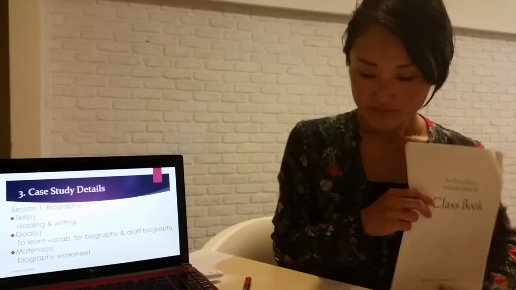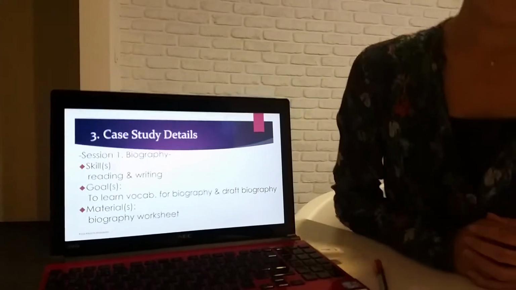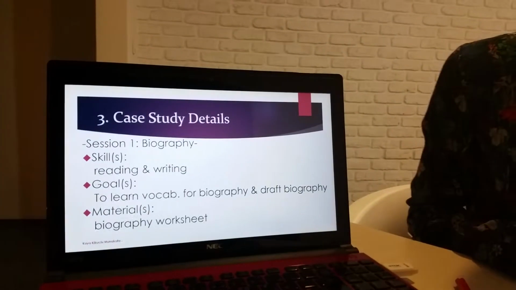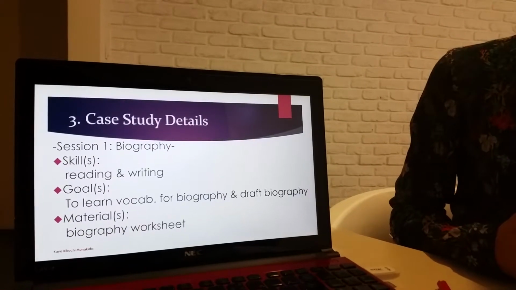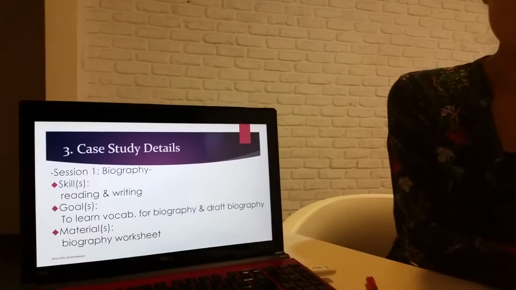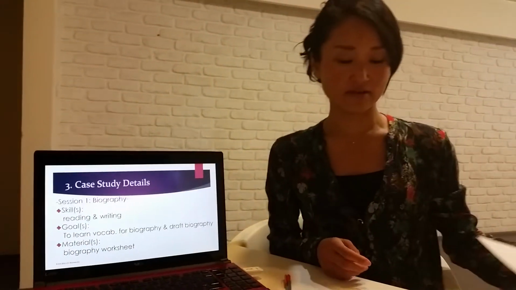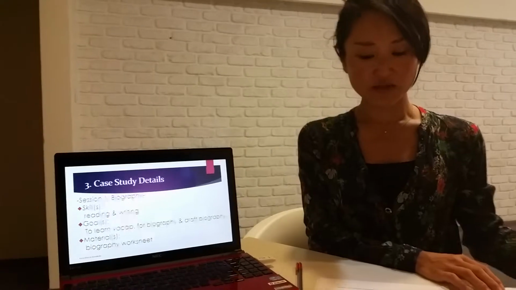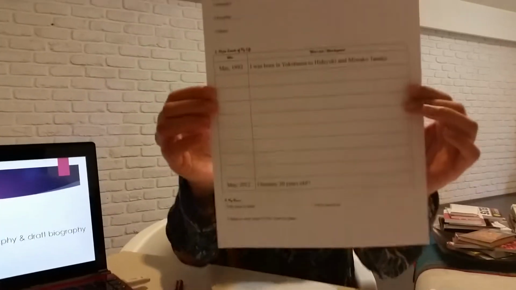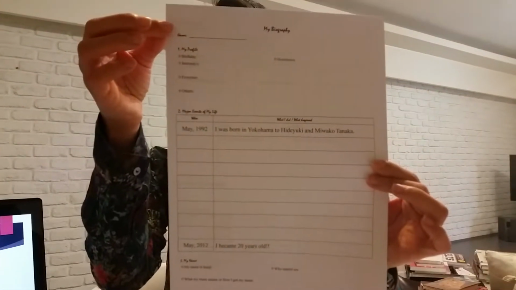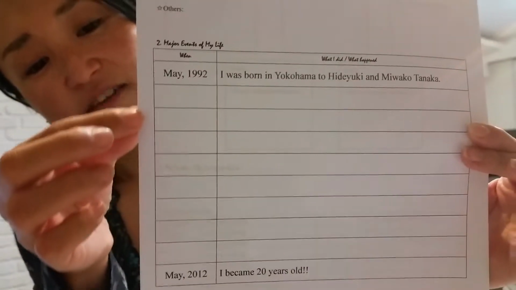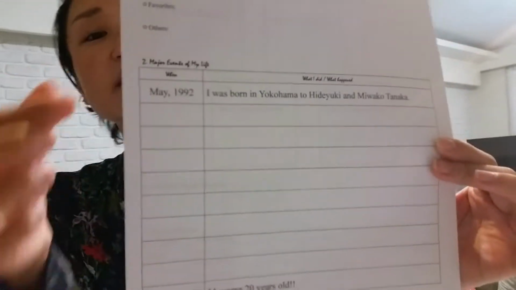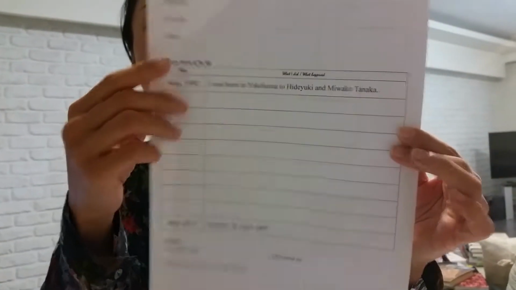In session 1, it's a biography making activity that the students did. This step involves reading and writing practice. I showed a sample biography to the students and went over useful vocabulary and expressions with them. Then the students worked on drafting their biography in a given form. This is the form that I gave to my students. They can write their basic information, name, birthday, hometown, major events of their life history, when they were born. They can add more by themselves.